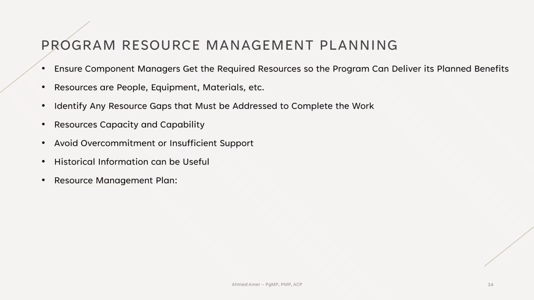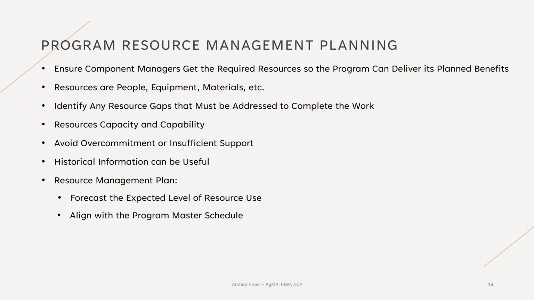All of this comes together in the resource management plan, which is part of the overall program management plan. This plan forecasts how resources will be used across the program components and aligns that with the program master schedule. That way, the program manager can spot potential shortages or conflicts early, especially when dealing with scarce or constrained resources. The resource management plan also lays out how to prioritize resources and how to resolve conflicts when two components need the same resources at the same time.